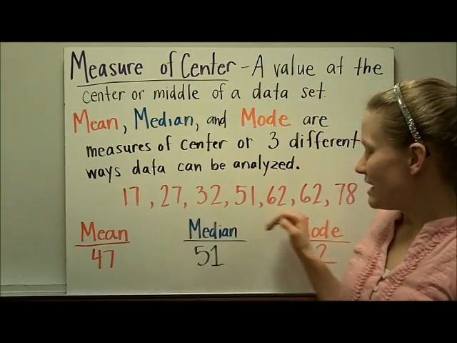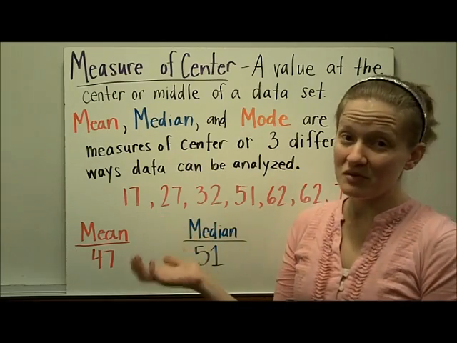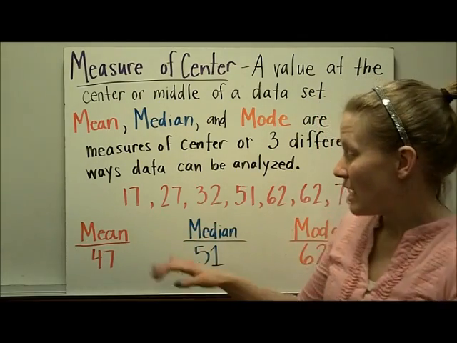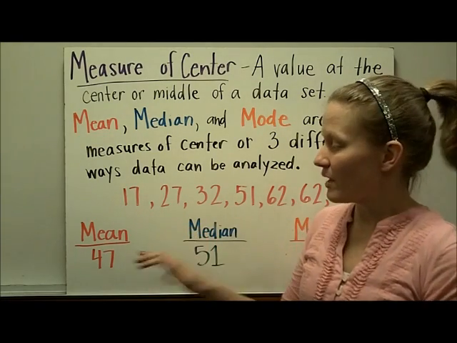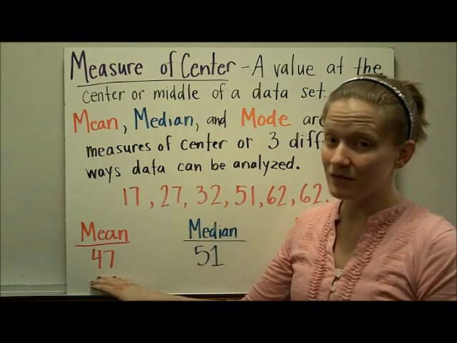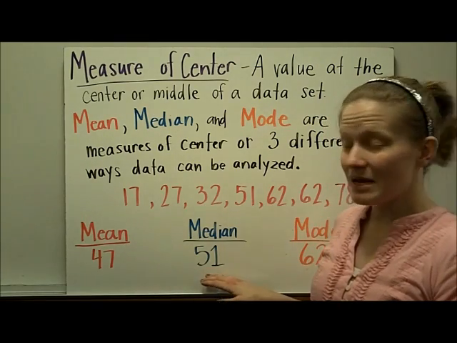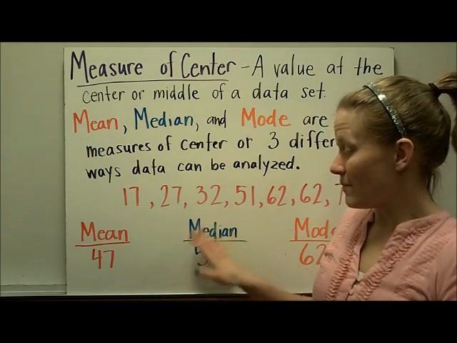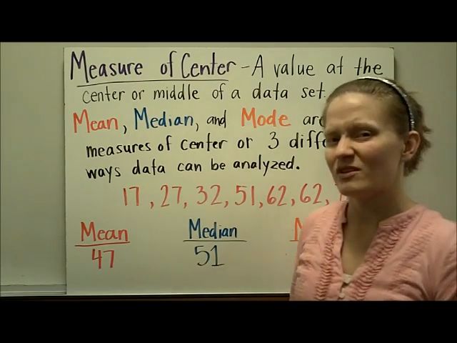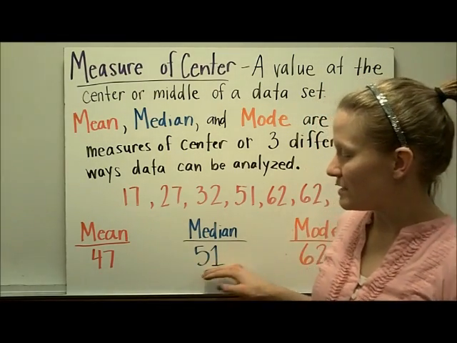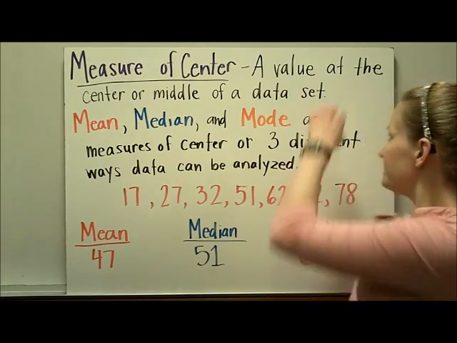So here's a set of data. We could pretend, for example, that this was the ages of people at a party, and we could describe this data in at least three different ways. We could say that the mean of this data was 47, the median age of the people there was 51, and the mode was 62. So let's see how we find each of these measures of center.